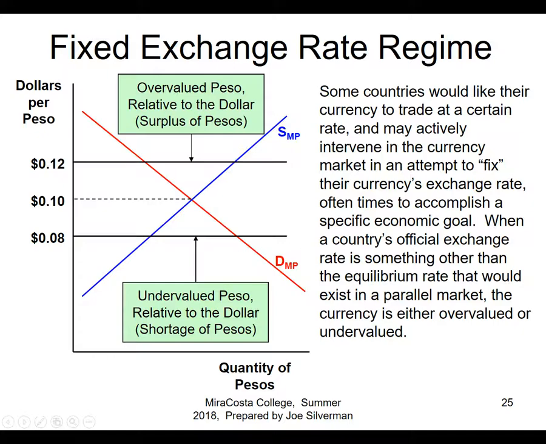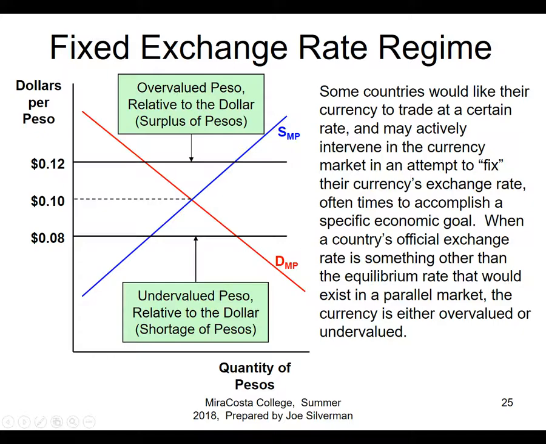So if they're way out of whack, then it's going to be hard for that central bank in that country to maintain that exchange rate. It's not saying it's impossible, but they're gonna have to take certain steps to maintain that. So imagine that a parallel market sets the exchange rate between the dollar and the peso at 10 U.S. cents to the peso. Imagine that the official exchange rate in Mexico is 12 U.S.